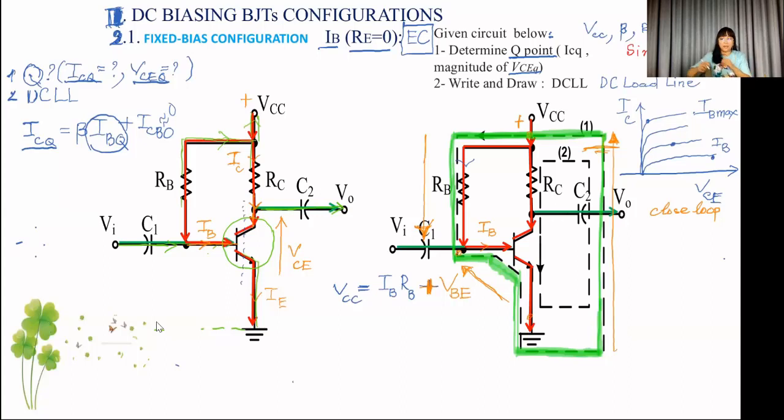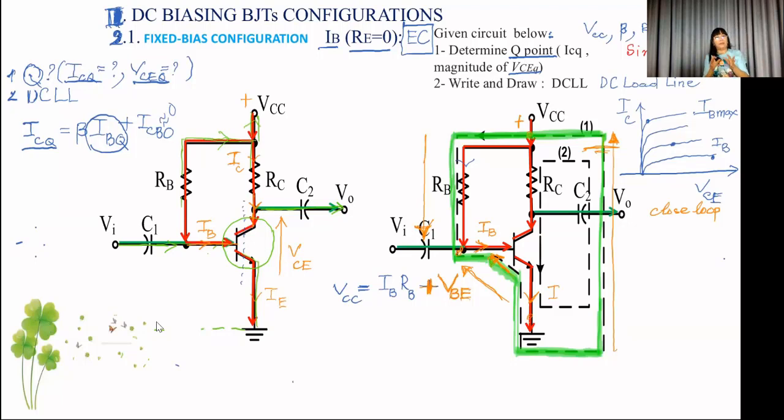What is the meaning of VBE? This is the voltage on the junction emitter. Junction emitter is like the diode, right? And the diode creates the current. And the current IB has the direction to here, from B to E. And that's why we have the voltage here, VBE.